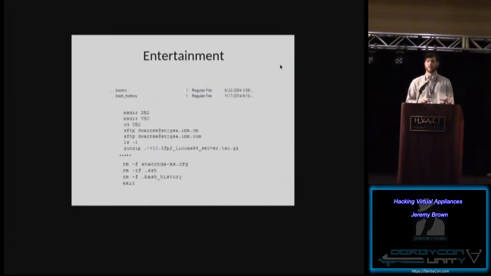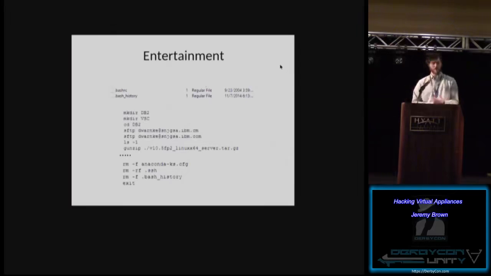Everyone reading the text on the screen? I know the screen size is a little small, but can I get some thumbs up somewhere? Okay. Kind of? Okay. All right. I'll continue to regurgitate what I can see as well. It's a little small on my screen too.